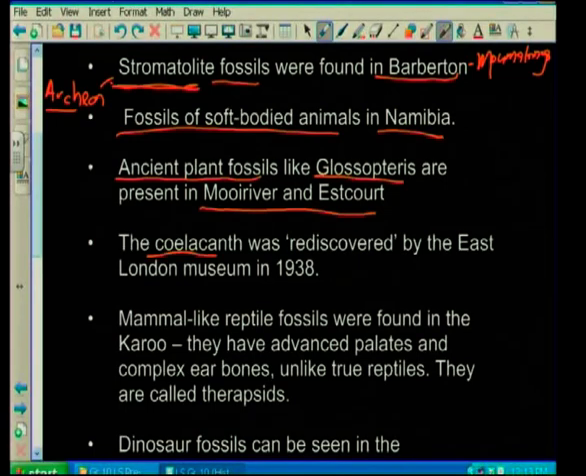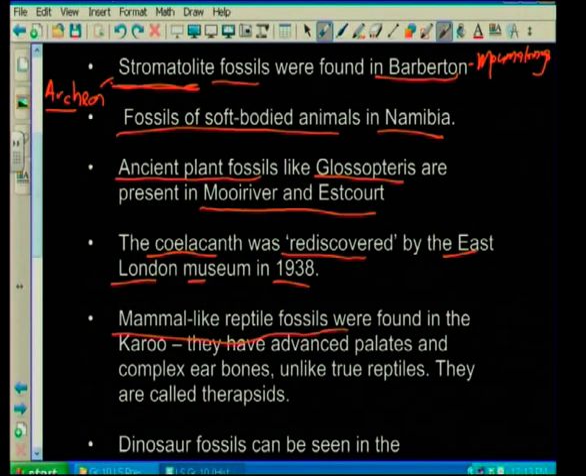The coelacanth was rediscovered by the East London Museum in 1938. Remember, East London is also part of South Africa, and therefore we have rediscovered the coelacanth in the waters or in the seas of East London.